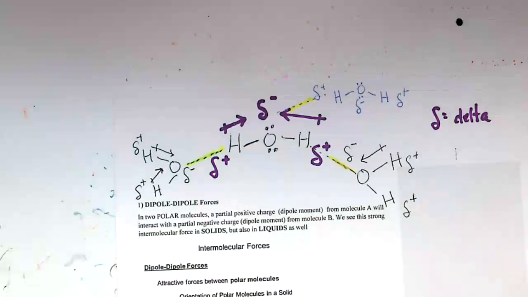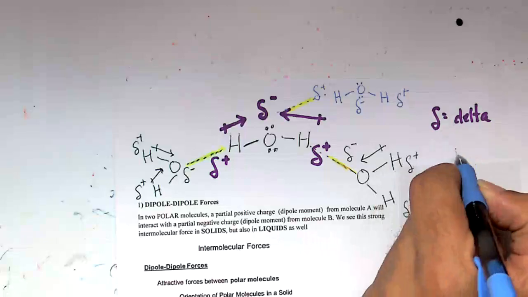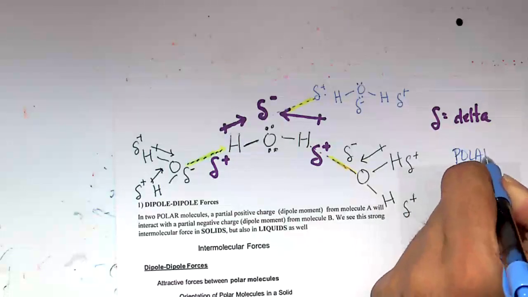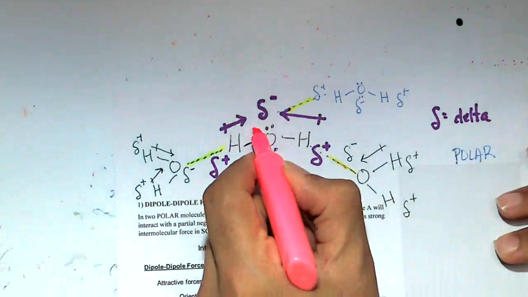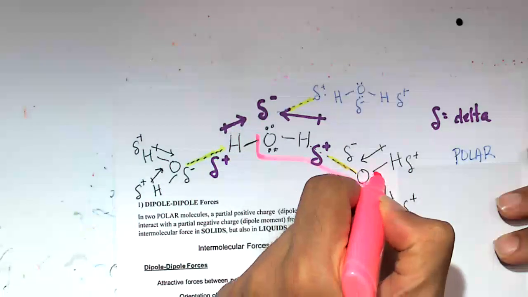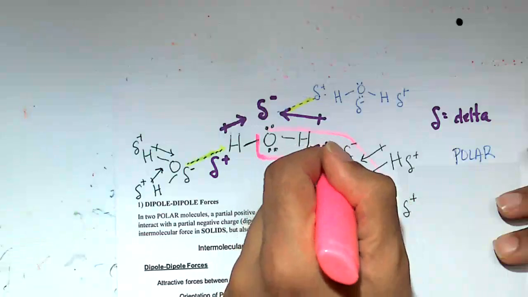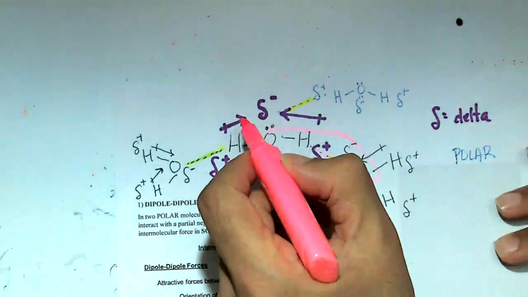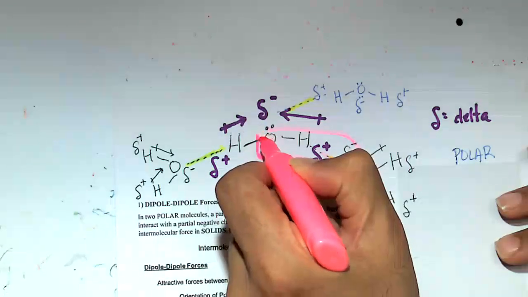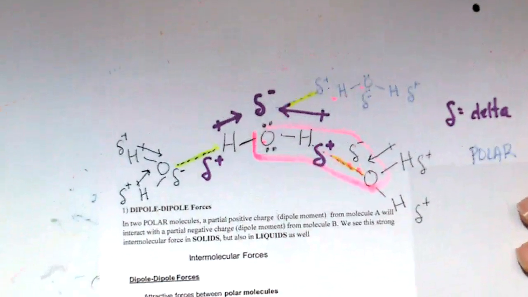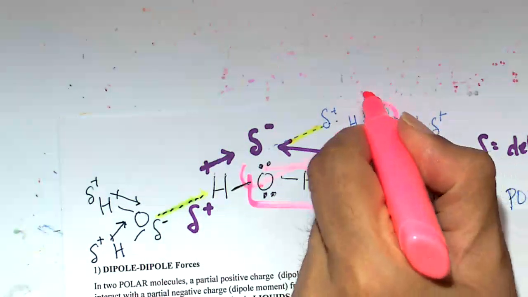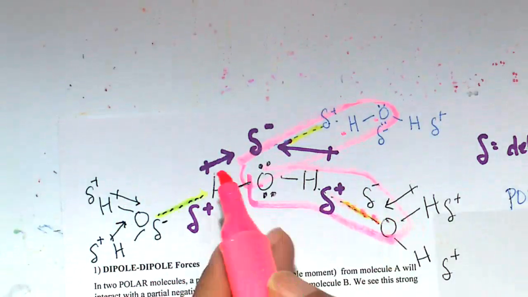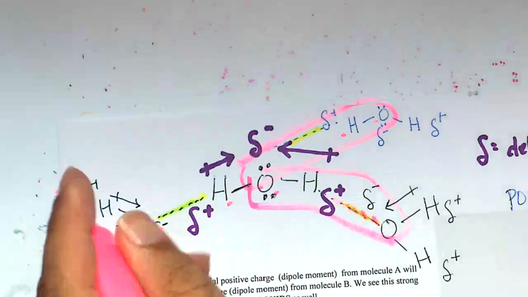And number two, what can it also do? Okay, check this out here for a second. We have O, H, and then an O. We have a hydrogen bond. We have an O, H, and an O. We have an O, H, and an O.